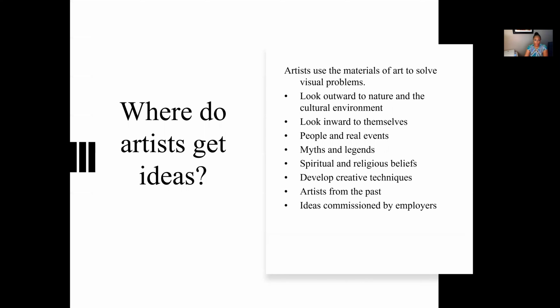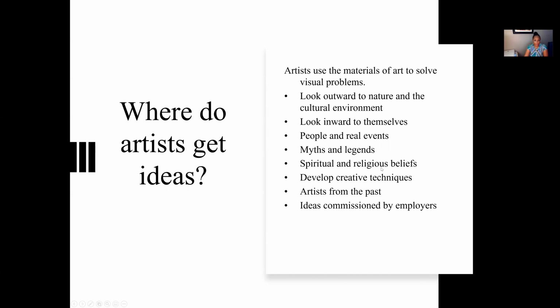Where do artists get ideas? Artists use the materials of art to solve visual problems. They look outward to nature and cultural environments. So sometimes you see a beautiful sunset and that may inspire you to create a painting. They also look inward to themselves. So different feelings and emotions can help artists get ideas. People and real events: there are things going on in the world that people can be inspired to create. Myths and legends: people draw or create things for that.